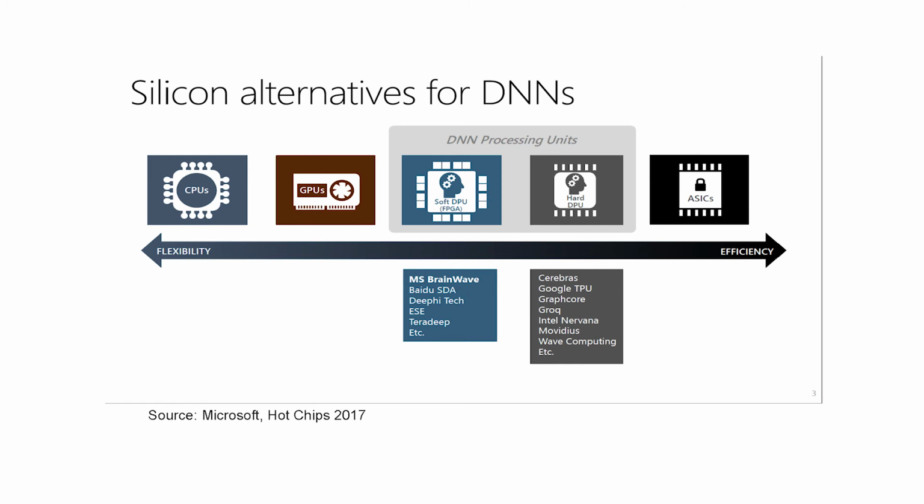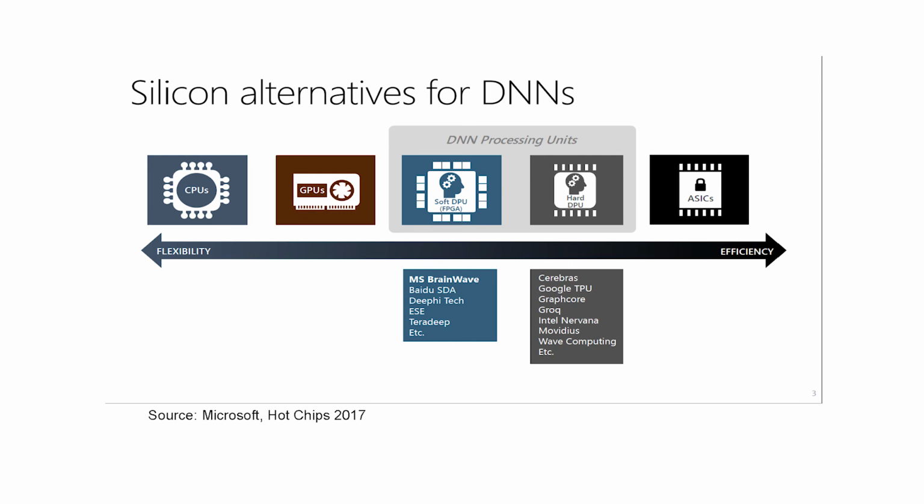So what are some of the silicon alternatives for deep neural networks? At one extreme, you've got CPUs. Often there are plenty of unused cycles, so you might as well use those for machine learning. It's the most flexible, but also the least efficient. At the other extreme, you have purpose-designed ASICs, like the Google TPU, which is highly efficient, but it does only one thing, and it does it extremely well.